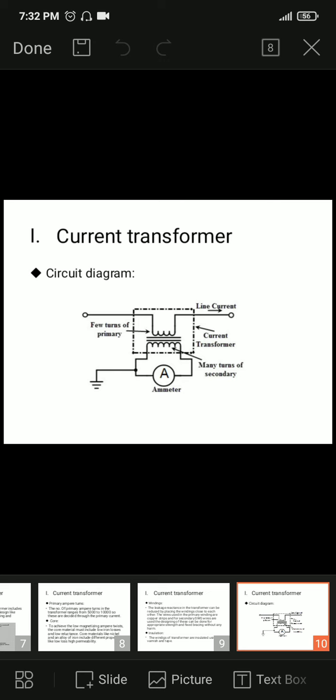Here you can see the circuit diagram of the current transformer. The upper portion shows the primary of the transformer and the bottom portion shows the secondary of the transformer. The primary contains few turns, but the secondary contains many turns. The instrument ammeter is connected to the secondary and the line current flows through the primary winding.